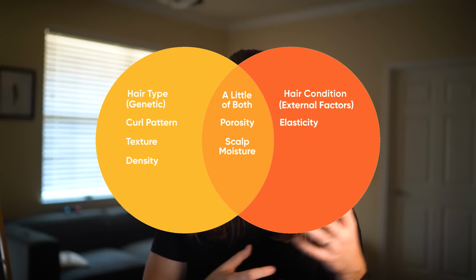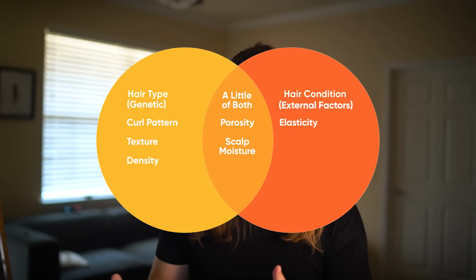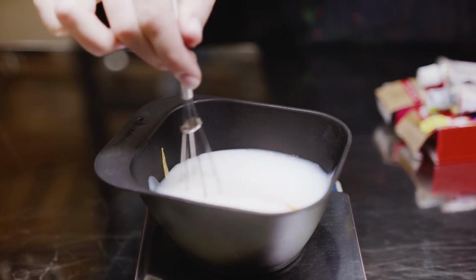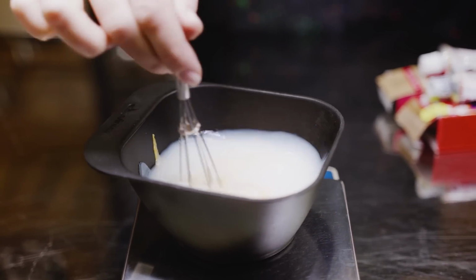So most people are either low or medium genetically, and if you're high porosity, it can be genetic, but it's most likely due to external factors, things like chemical treatments or heat damage or bleaching, or just caring for your hair improperly for many, many months on end. You can also have high porosity only on the ends of your hair where you have medium or low in other areas.